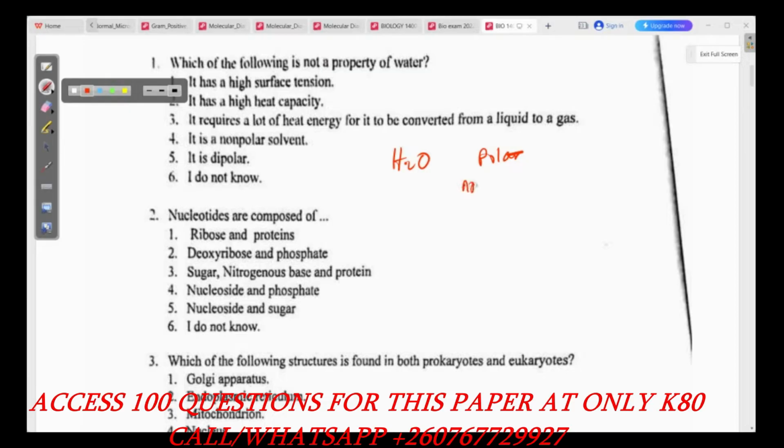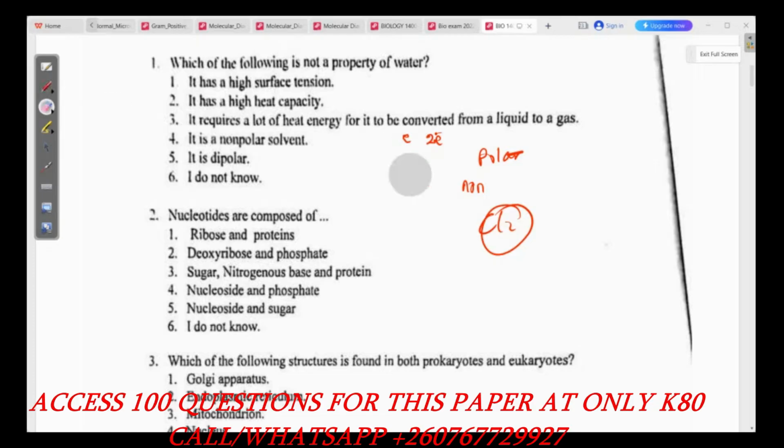A non-polar molecule is something which has got equal distribution of electrons. A good example can be chlorine or chloride ion. So this is a non-polar molecule. So water is a polar molecule because there is an unequal distribution of electrons, where we see each hydrogen atom giving an electron and oxygen is giving out 2 electrons. So this is a polar property of water. So option 4 seems to be a false statement.